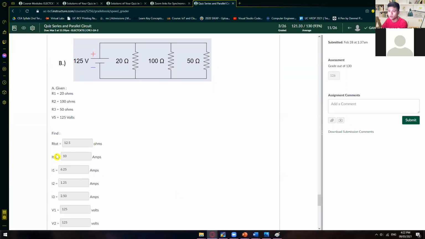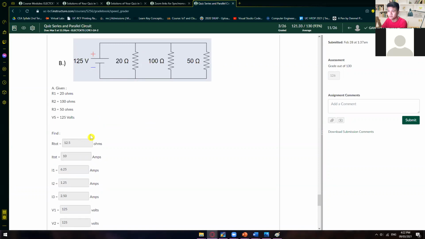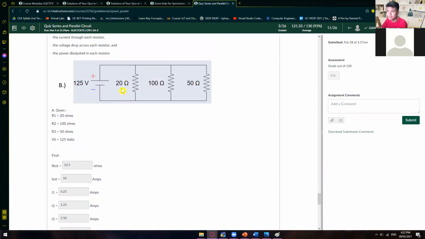And then for the I total, as long as you have the correct answer for the R total, then you can now compute for the I total. So I is equal to V divided by R. And then for the current, just get their individual voltages, wherein VR1, VR2 and VR3 are of course equal to 125.